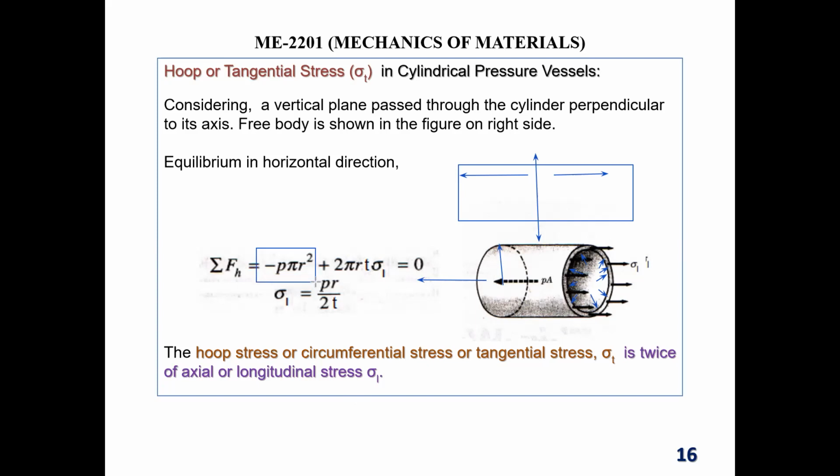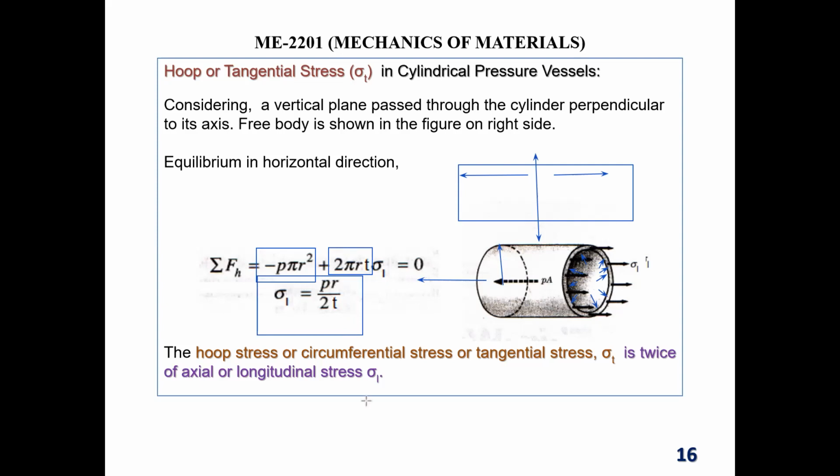And how is it resisted? By a cylindrical strip at the outer area, right? So what is this area? Length will be 2 pi r, and if you multiply by thickness T, that will be the area, 2 pi r T. And multiply by stress, you will get the force. So minus P pi r square plus 2 pi r T into sigma L equals 0. Then just simplify, you will get sigma L. Sigma L equals P r by 2T.